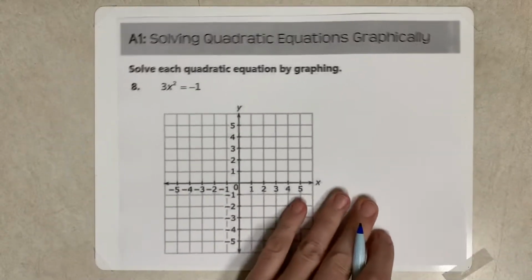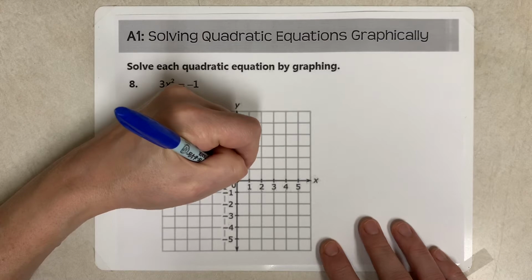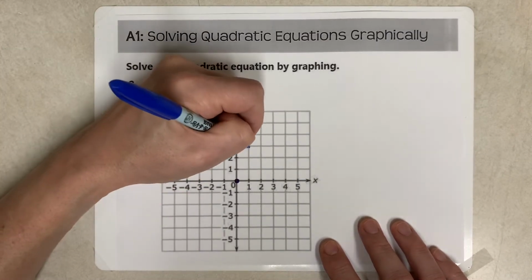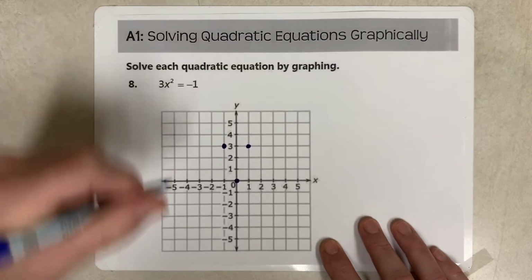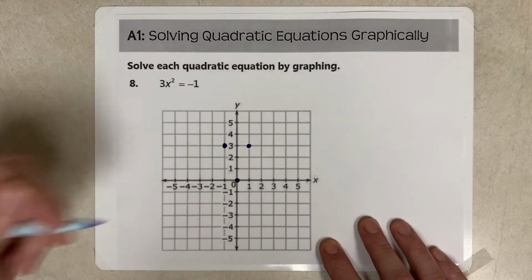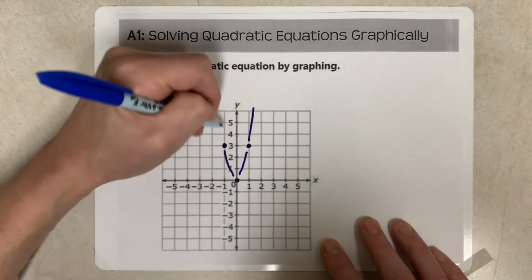Okay, here we have 3x squared is equal to -1, so let's try that one. 3x squared is going to start at the vertex at the origin, over 1, up 3 this time. It would be over 2 up 4, but 4 times 3 is 12, and we can't do that. So we're going to have to be satisfied with this.